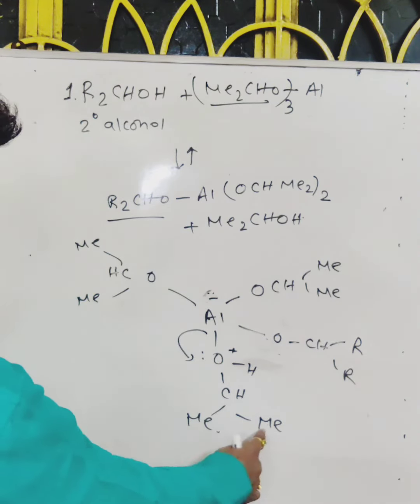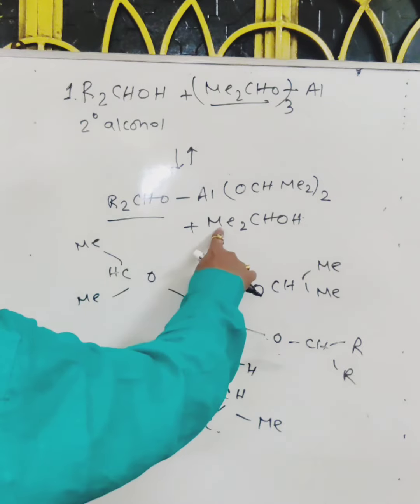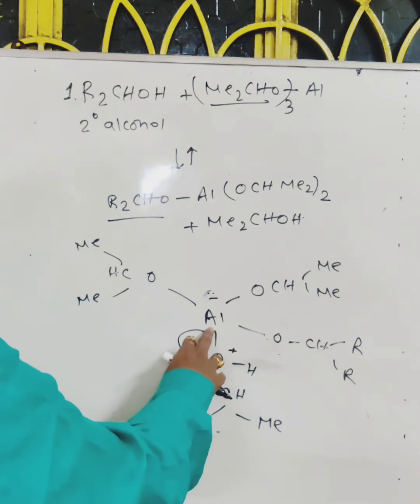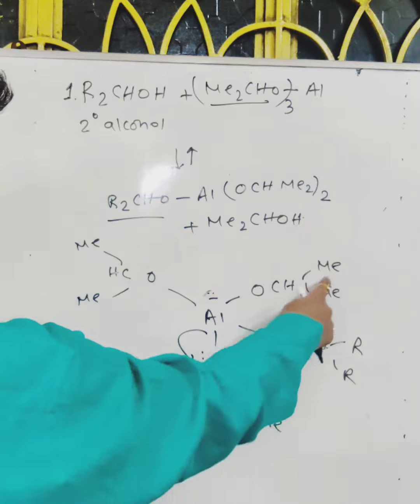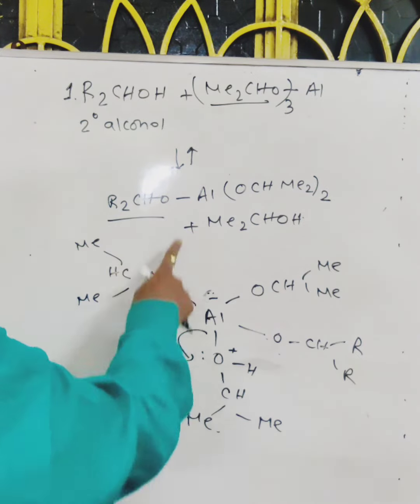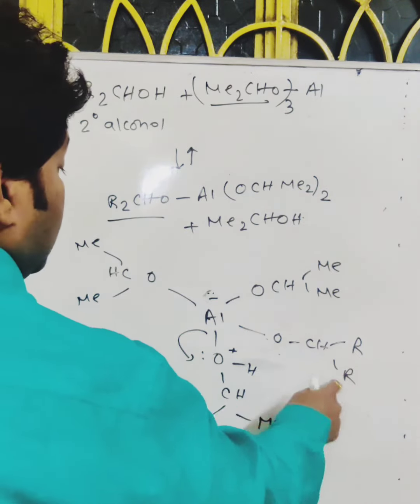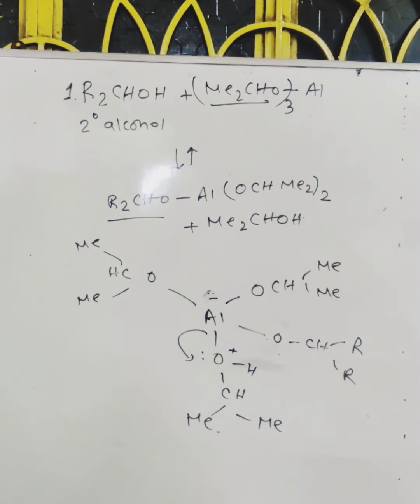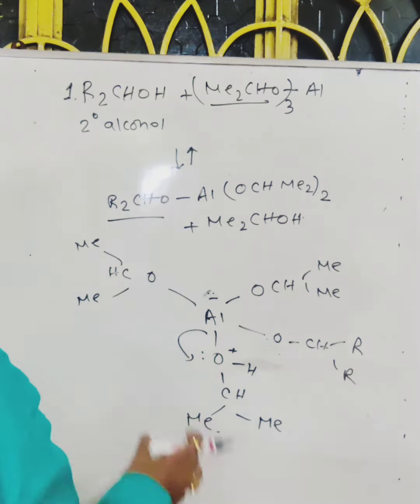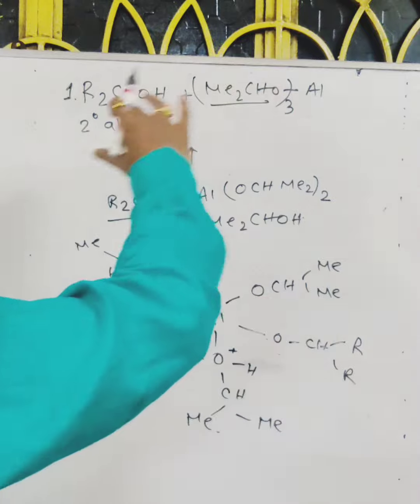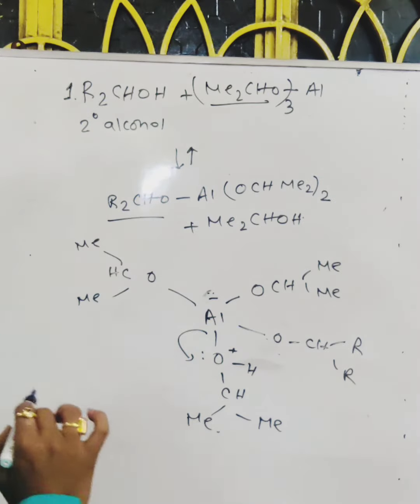So it is going to give Me2CHOH. So Me2CHOH plus Al OCHMe2 on both sides, and this side is R2CHO. Simple. Just understand it is a kind of exchange. You are exchanging this with this, right?